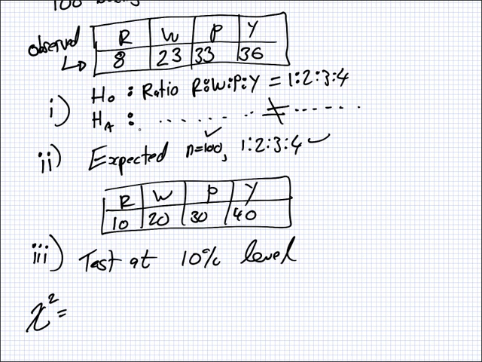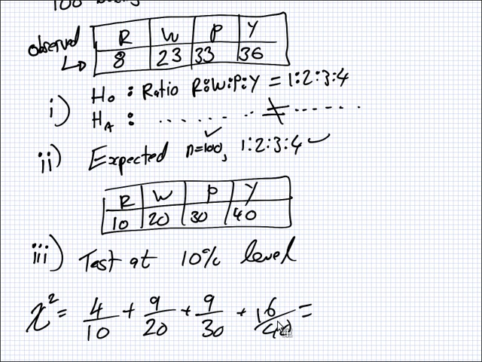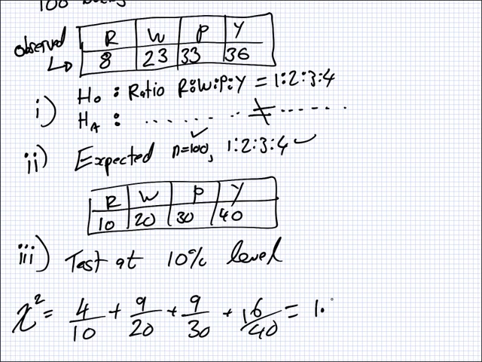Right, so the first one. What's the difference between 8 and 10? 2, squared 4, over the expected, which is 10. The difference between 23 and 20? 3 squared over 20. The difference between 33 and 30? 3 squared, 9 over 30. And the difference between 36 and 40? 4 squared, 16 over 40. And what does that equal? 1.55.